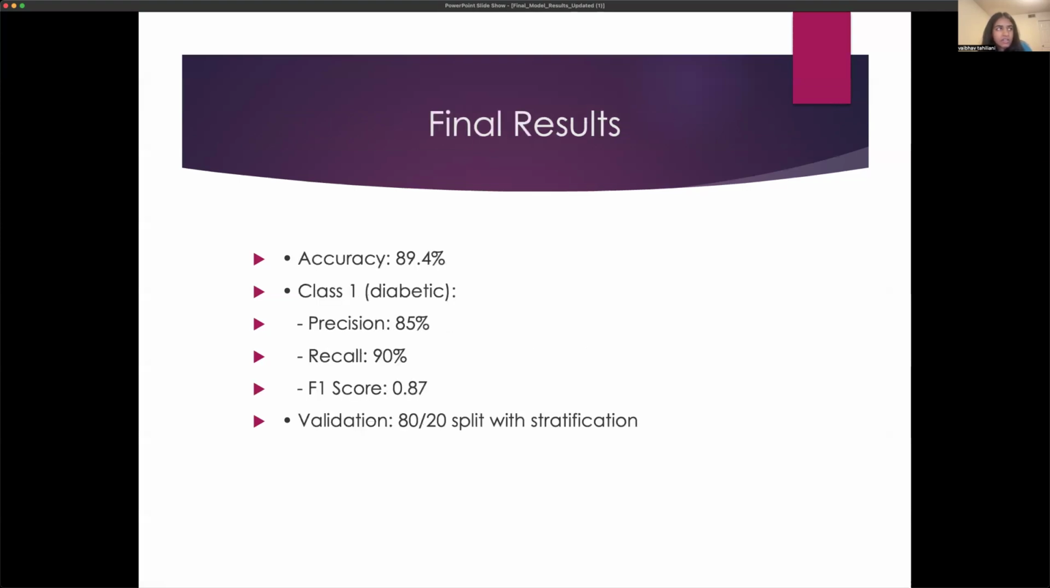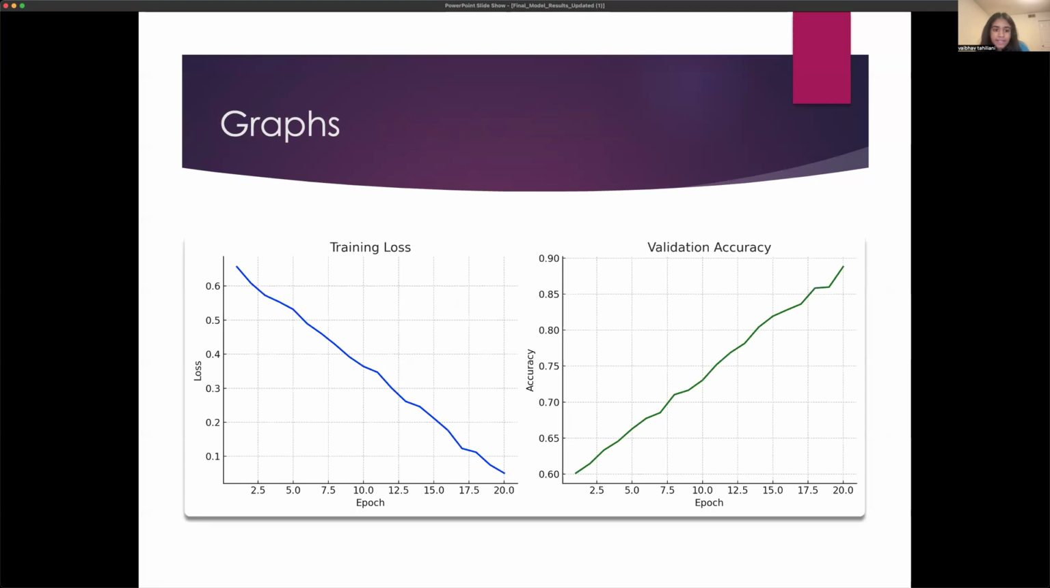So moving ahead, here are our final results. Once trained, our model demonstrated strong performance across all metrics. On the test set, we achieved an overall accuracy of 89.4%. And more importantly, we reached a precision of 85% and a recall of 90% for the diabetes class. This resulted in an F1 score of 0.87. These metrics indicate that the model is both accurate and reliable in identifying diabetic patients, which is essential in medical screening applications.